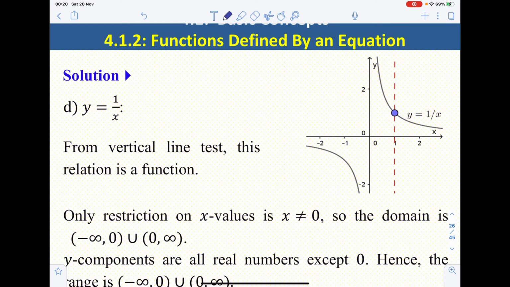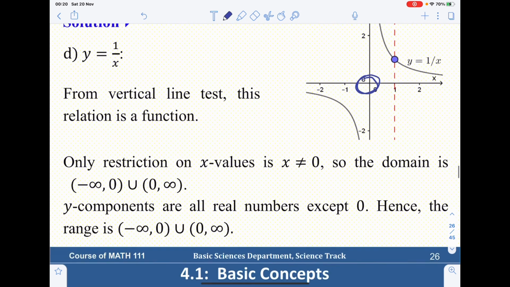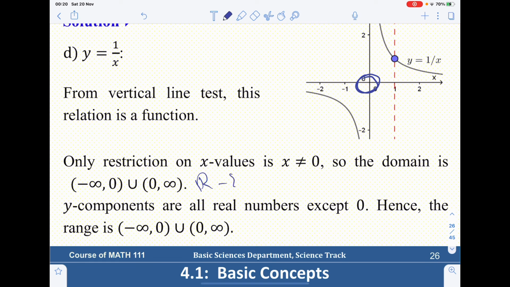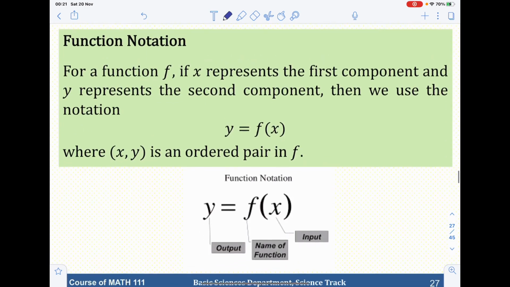Now, for the domain and the range, we can see that all the numbers on the x-axis are included in the graph, except that the graph does not touch the point where x equals 0 or y equals 0. So it would be exactly R minus 0, or we can write it as negative infinity to 0, union 0 to infinity, as well as the range. So the same thing for the domain is also true for the range.